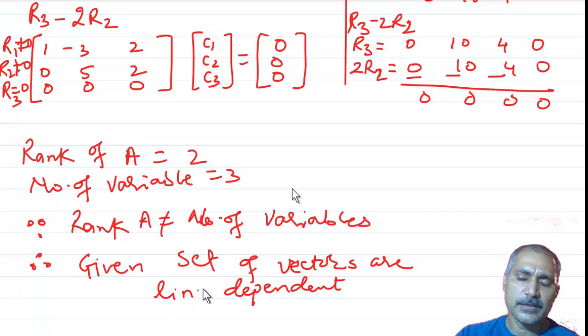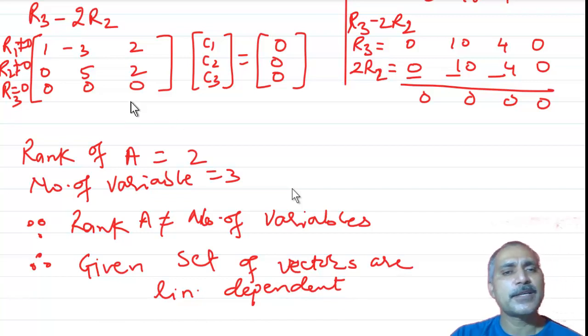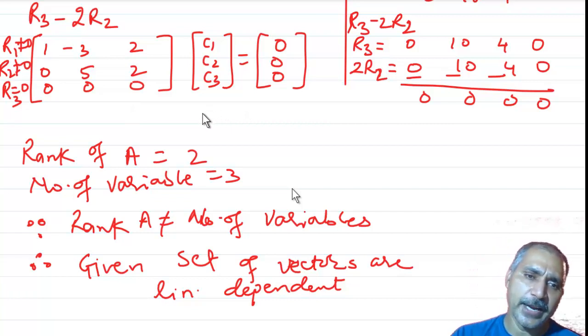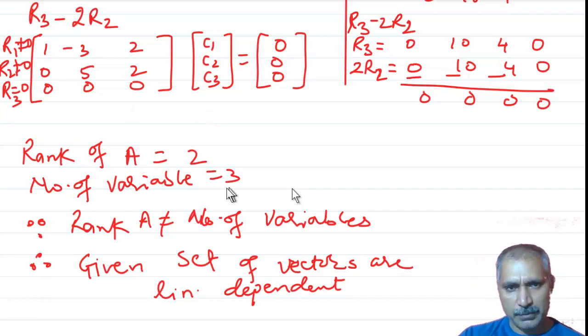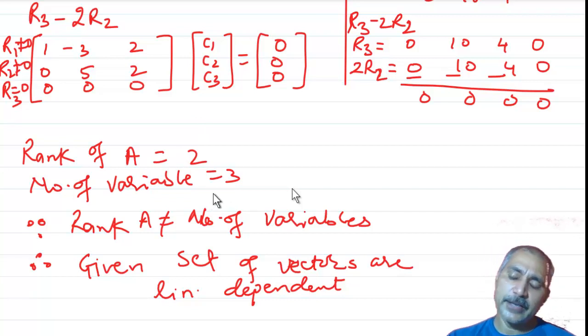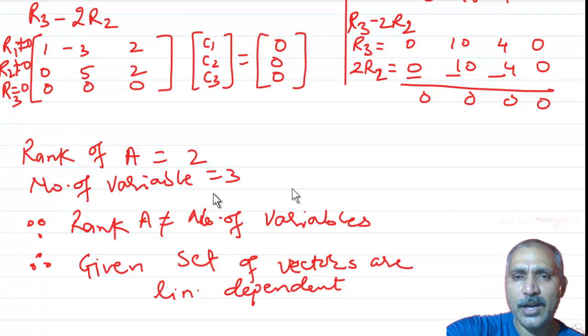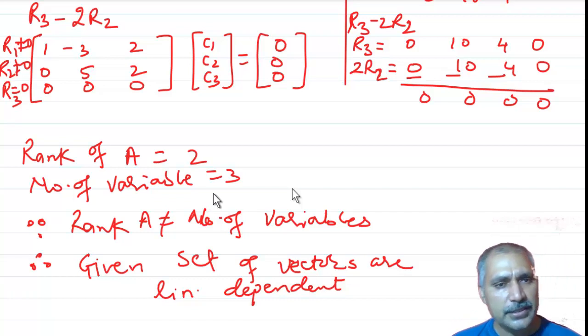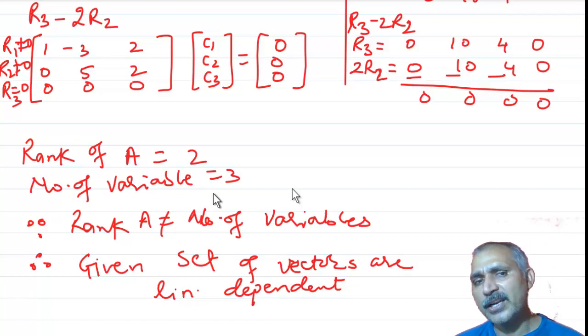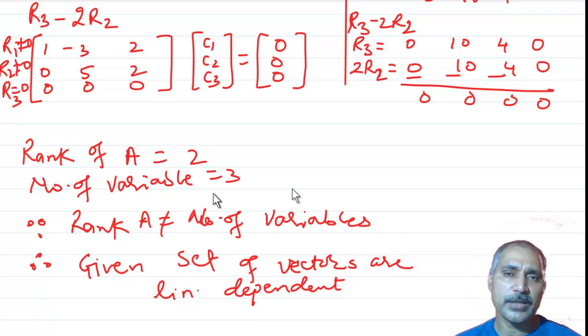Is it clear? So if the rank of this matrix becomes 3, that is equal to the number of variables, in that case it will be linearly independent. If it becomes less than the number of variables, in that case it is going to be linearly dependent. I hope you have understood this one. Next time we will have one more sum based on this to have a clearer idea about how to check whether the given system of vectors is linearly dependent or independent using the concept of rank, that is using the concept of matrices.